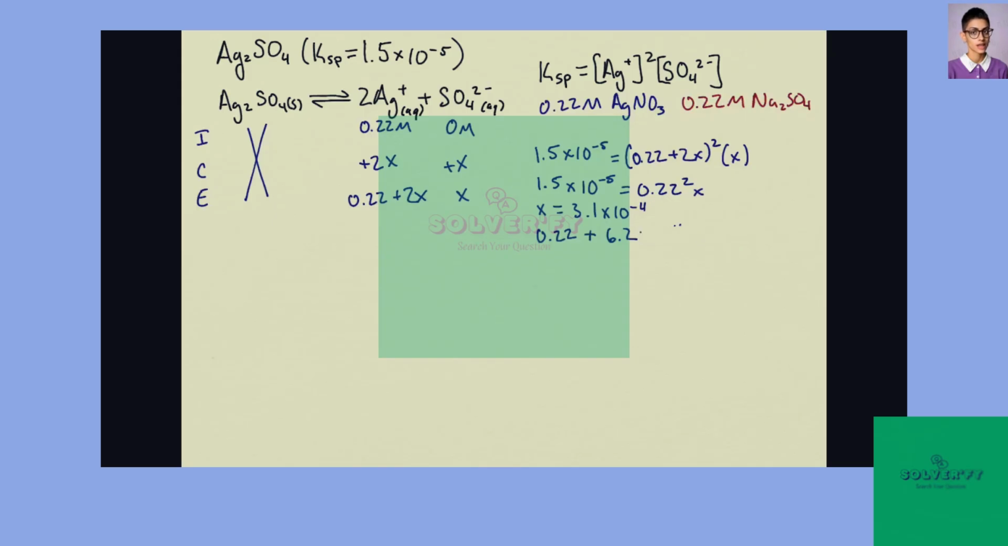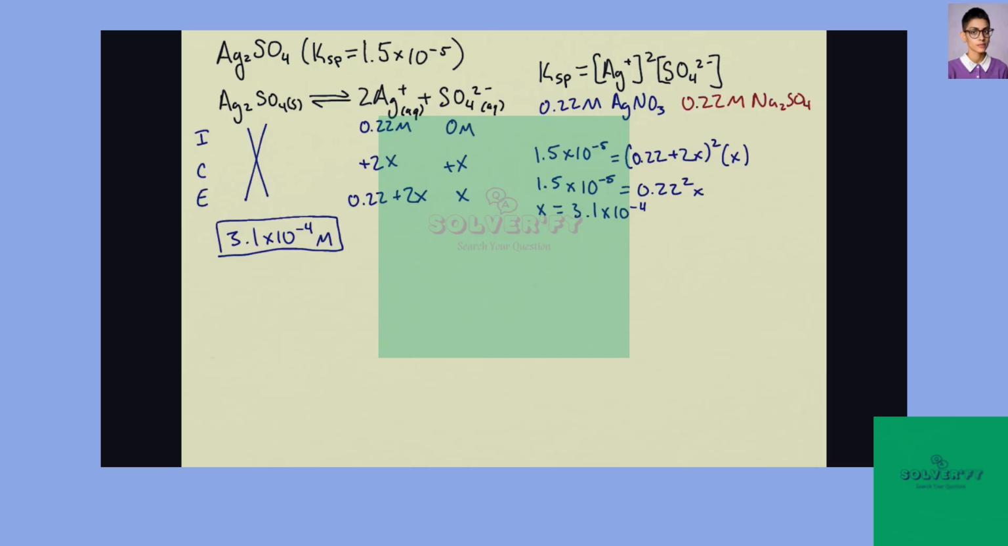X is equal to our molar change here. So our molar solubility is just equal to x, so 3.1 times 10 to the negative fourth molar.